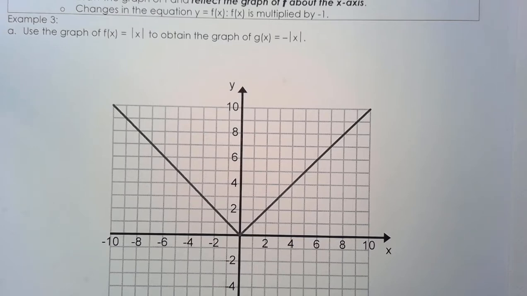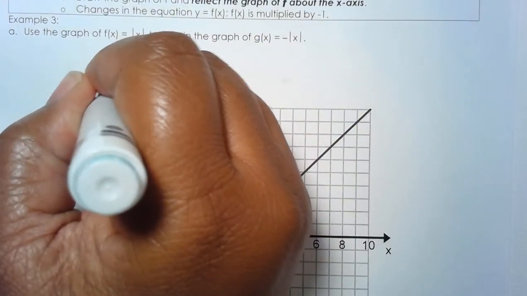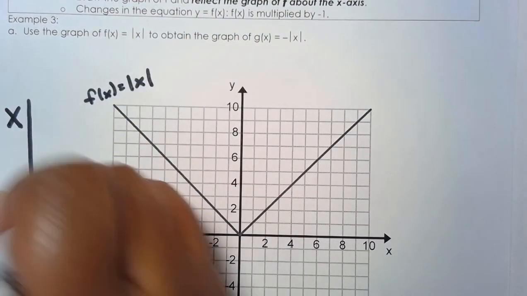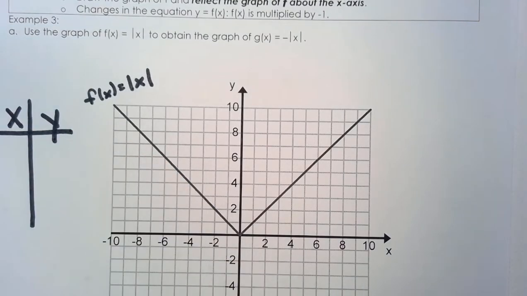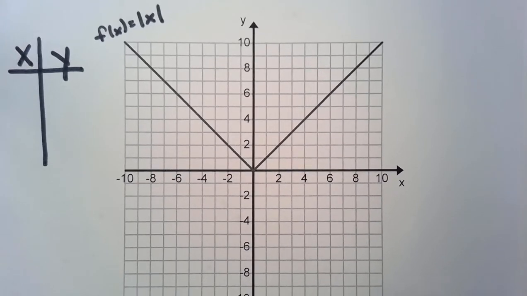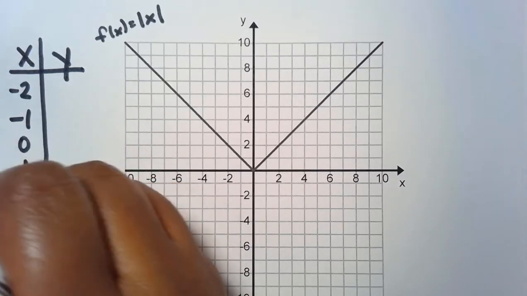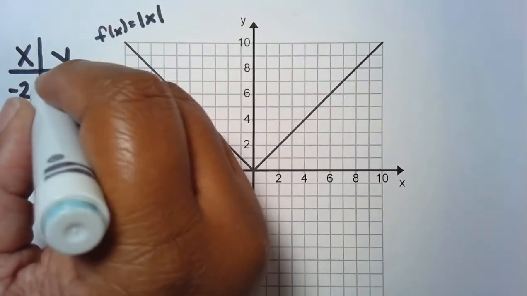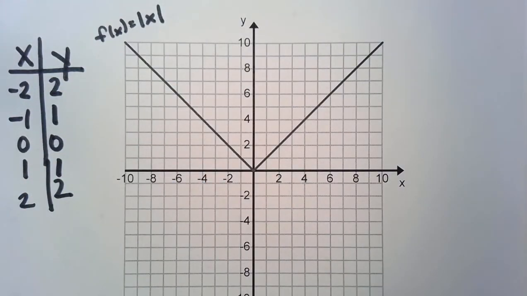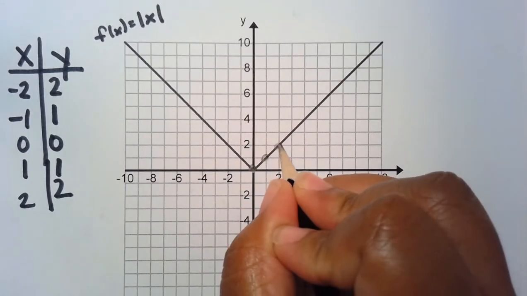So here's our original graph. This is our f of x is equal to the absolute value of x. Here's the table, and I won't identify every last part of the graph, but some of it. We have -2, -1, 0, 1, 2, and then we have 2, 1, 0, 1, 2. So these are the points, and I'm going to highlight those. These are the points that are on the line that I've identified.